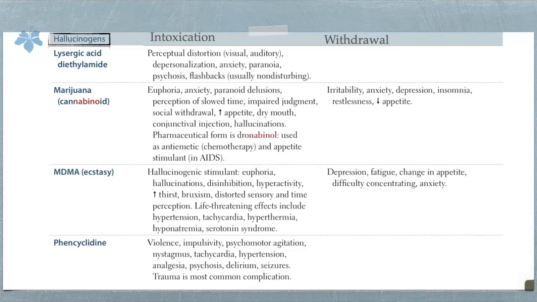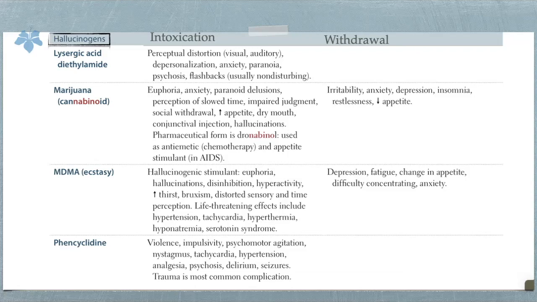And phencyclidine. Phencyclidine is a unique hallucinogen because it can lead to violence, impulsivity, and psychomotor agitation. The significant features are nystagmus, tachycardia, hypertension, and it has an analgesic, pain-relieving effect. It can also lead to psychosis, delirium, and seizure. In phencyclidine overdose, trauma is the most common complication because the patient is very violent.